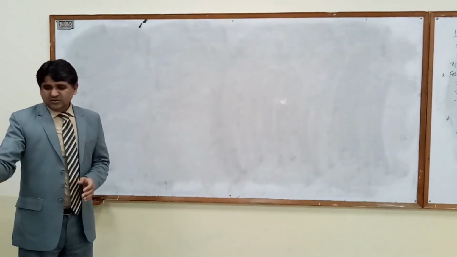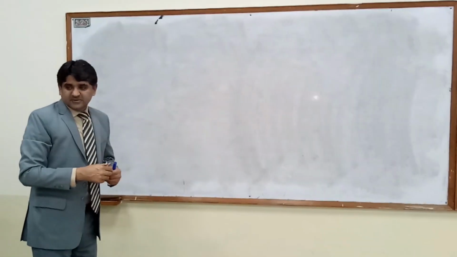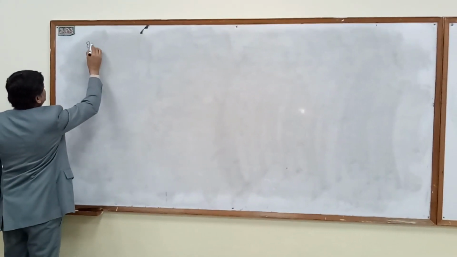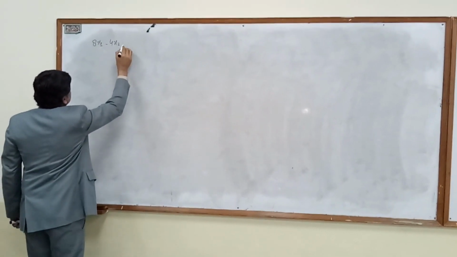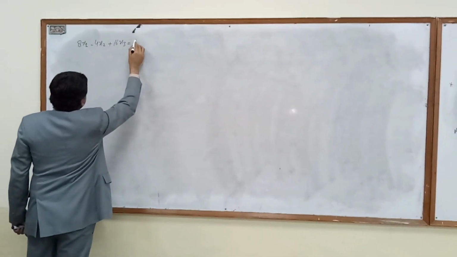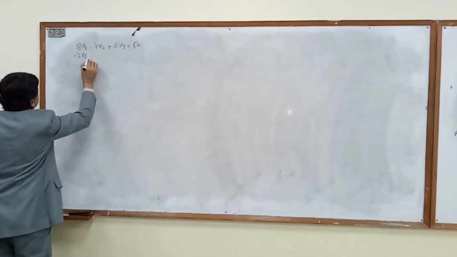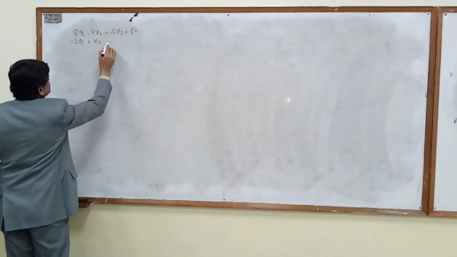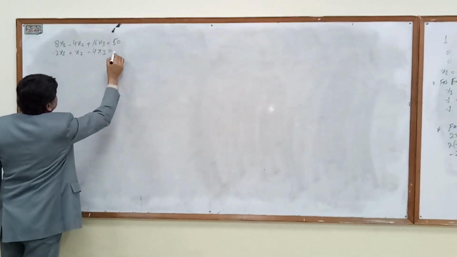If you look at question number 17, what is question number 17? 8x1 minus 4x2 plus 16x3 is equal to 50. Then minus 2x1 plus x2 minus 4x3 is equal to 20.